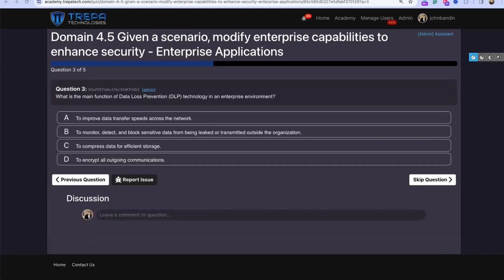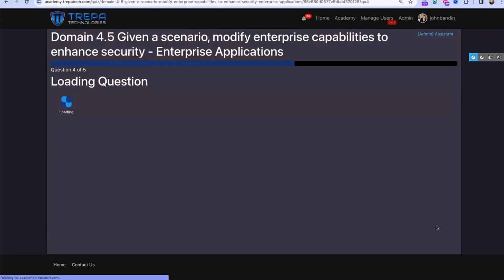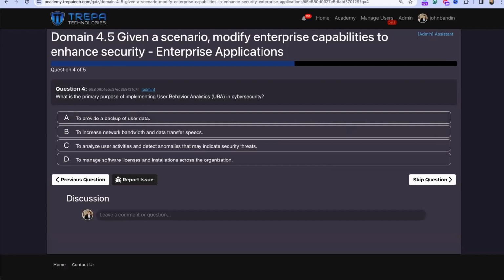Question 3. What is the main function of data loss prevention technology in an enterprise environment? That's going to be to stop data exfiltration, right? So to monitor, detect, and block sensitive data from being leaked or transmitted outside the organization. Question 4. What is the primary purpose of implementing user behavior analytics in cybersecurity? C. So we're going to go with C, to analyze user activities and detect anomalies that may indicate security threats.